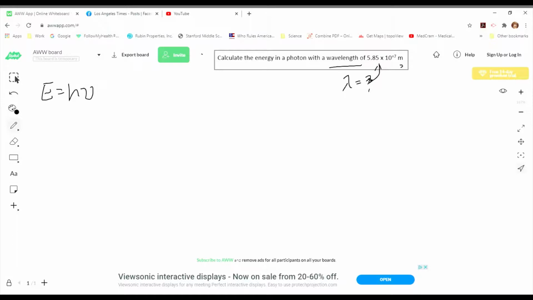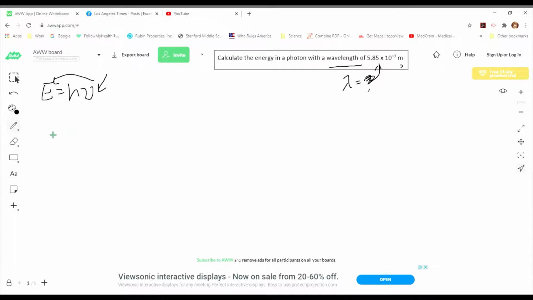So made that look like frequency. So this equation does not have lambda in it. But if we can figure out what the frequency is, then we can go ahead and solve for energy, because remember, H is constant.